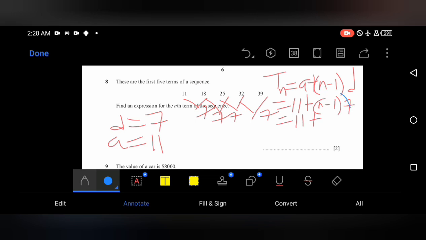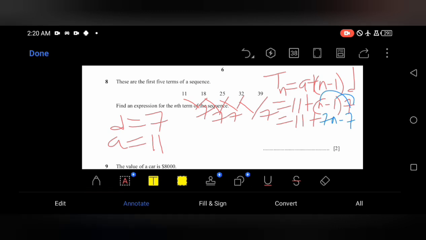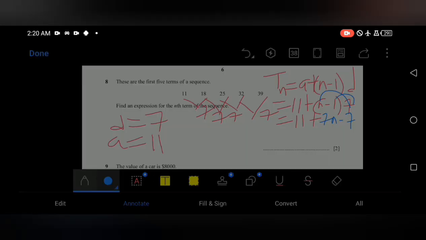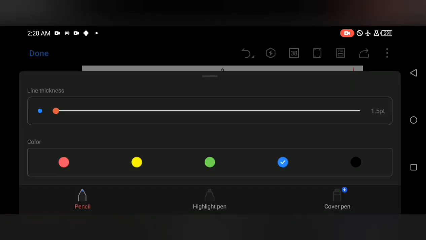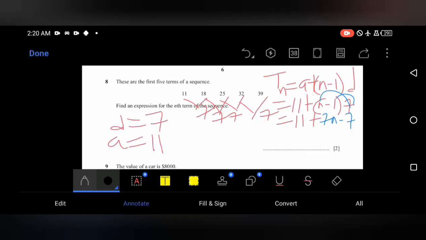The 7 we multiply n, it will also multiply minus 1. 7 times n, we have 7n, then minus 7. Now, collecting the like terms, we have 11 minus 7, and that is 4. So the answer is 4n plus 7.